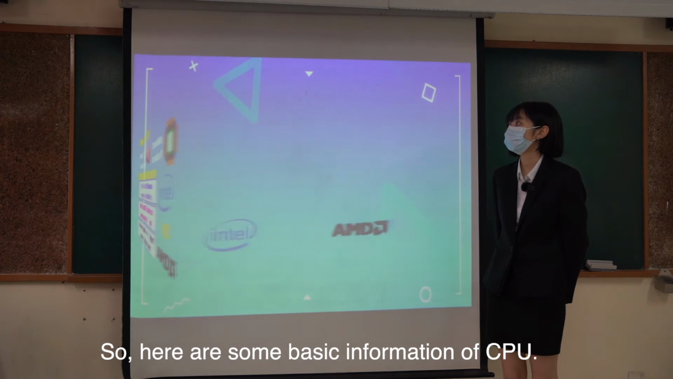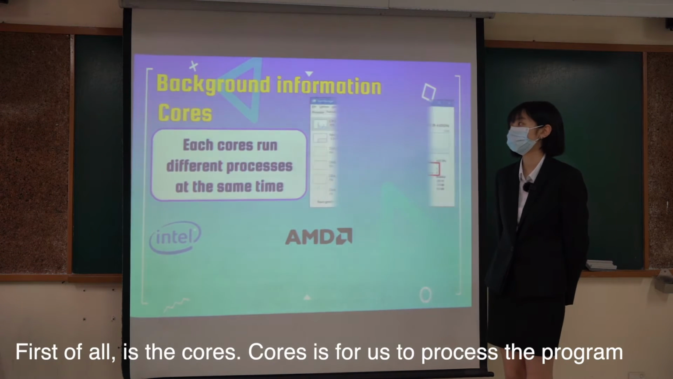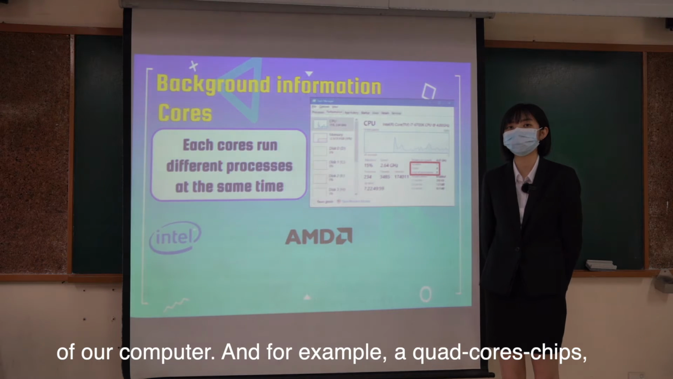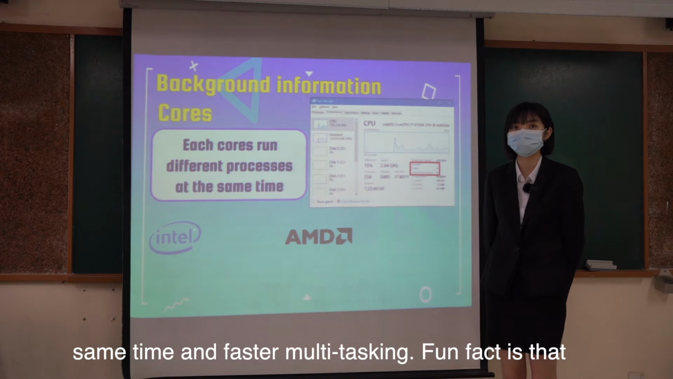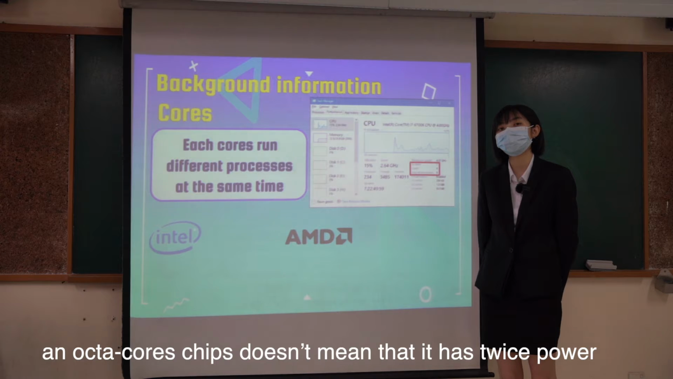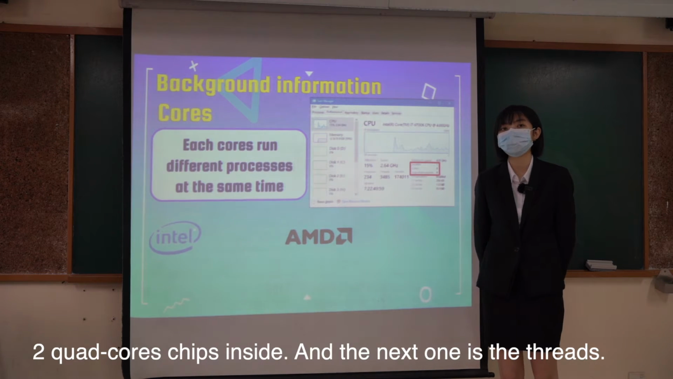So here is some basic information about CPUs. First of all are the cores. A core is for processing the programs on our computer. For example, in a quad-core chip, each core can be put to work on a given task at the same time, for faster multitasking. A fun fact is that an octa-core chip doesn't mean it has twice the power of a quad-core chip. It only means that it contains two quad-core chips inside.